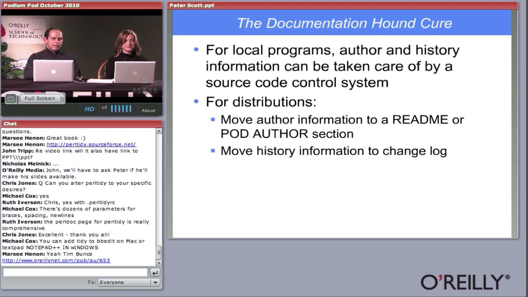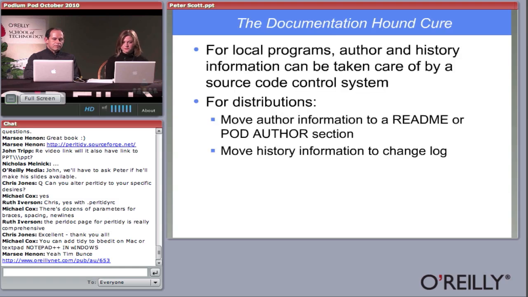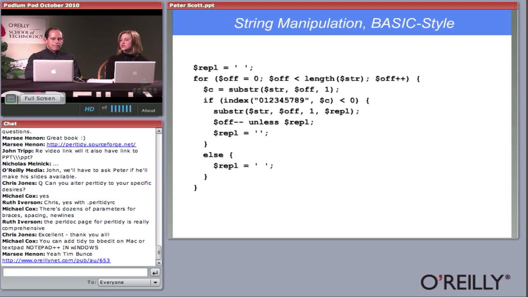Anything to do with the author and history information should be taken care of by revision control instead of maintaining that manually, and so forth. Revision control meaning something like CVS? CVS, Subversion, Git. Subversion, yeah. Okay.